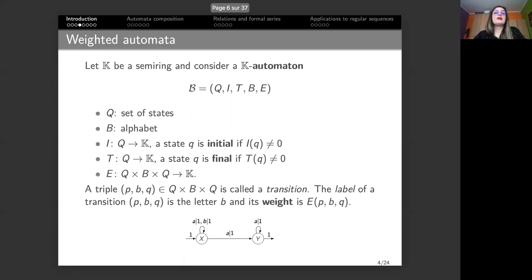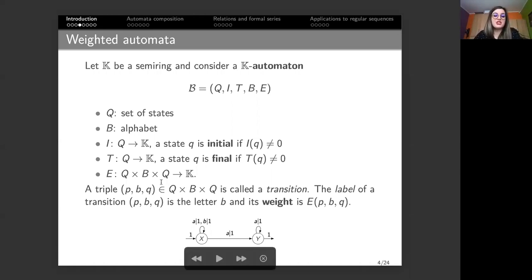The second automaton I will work with is the K-automaton, an automaton with weights in the semiring K. A weighted automaton is an automaton where I consider a set of states and an alphabet, and each state has a mapping I and T, the initial and the final weights associated to the state. And there is also a mapping E, mapping each transition to a weight.